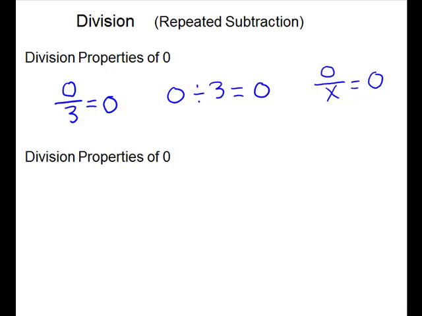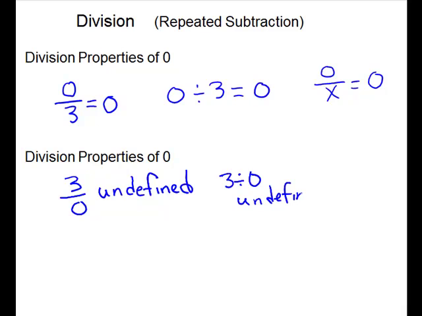We're not allowed to have it the other way around, though. We are not allowed to divide by 0. So 3 divided by 0, this is undefined. If you're going in horizontal notation, if the 0 is after, it's undefined, you can't have it. Or if you have x divided by 0, you can't have it. It's undefined.